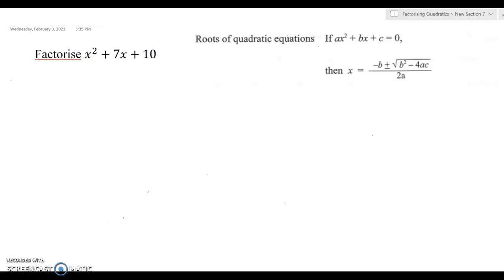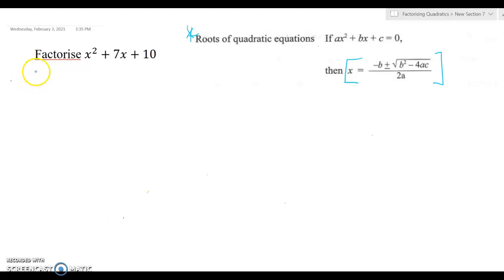So in order to do this method, we have to use a formula. This formula here, where x is equal to negative b plus or minus the square root of b squared minus 4ac all over 2a. I know it's a very complicated looking formula, but it's not something you have to learn off. This formula is provided in the formula sheet, which is at the beginning of any CXC math paper, meaning paper 1, paper 2, paper 3.